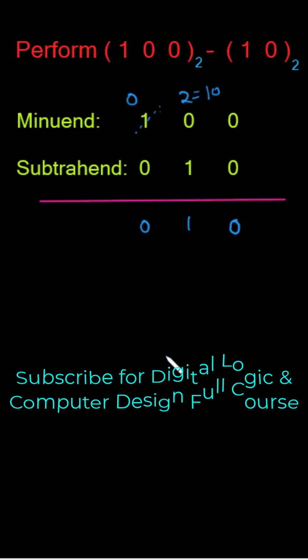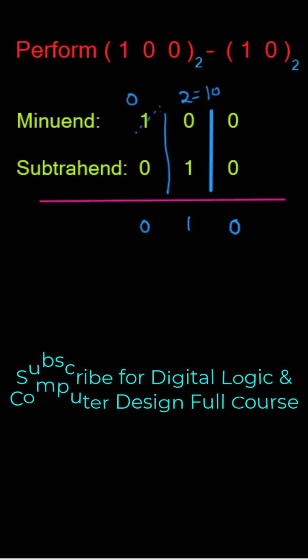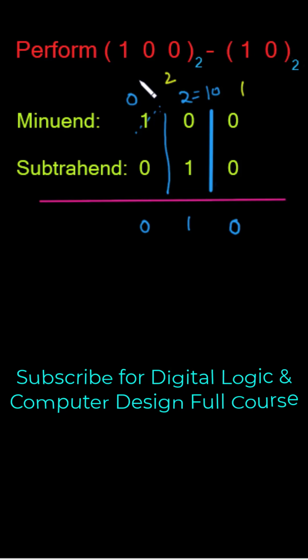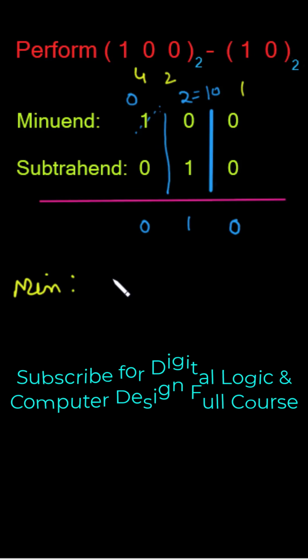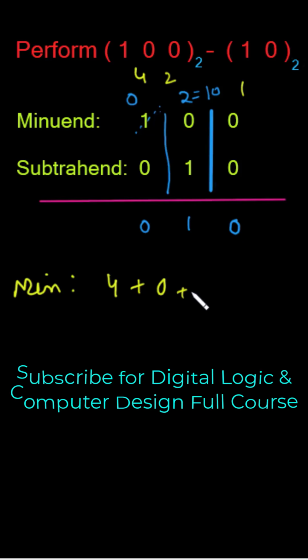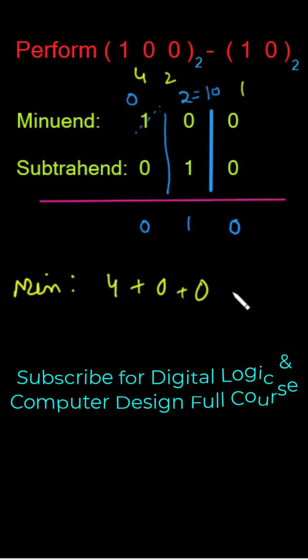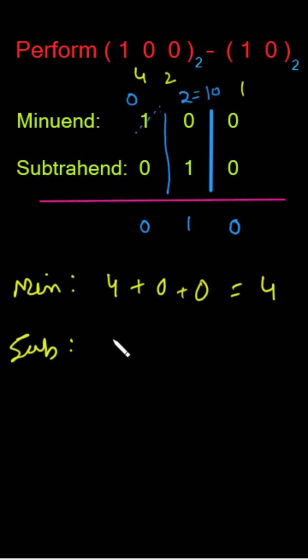Now for its verification, we have this column. So this column has a weight of 1, this has a weight of 2, and this column has a weight of 4. Now this one gonna multiply with 4, so this one gave us 4, plus now 0 times 2 will give us 0, plus 0 times 1 will give us 0. This Minuend is equal to 4 in decimal. 0 times 4 will give us 0, plus 1 times 2 will give us 2, plus 0 times 1 will give us 0. Now this is equal to 2.